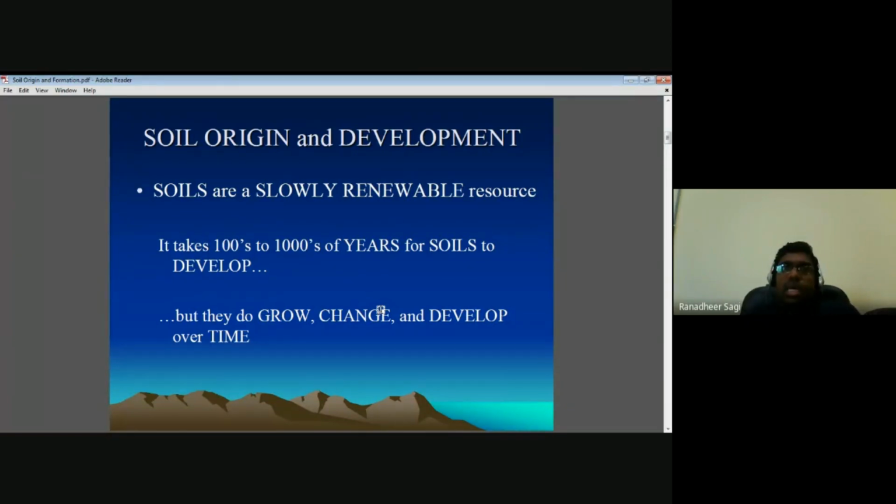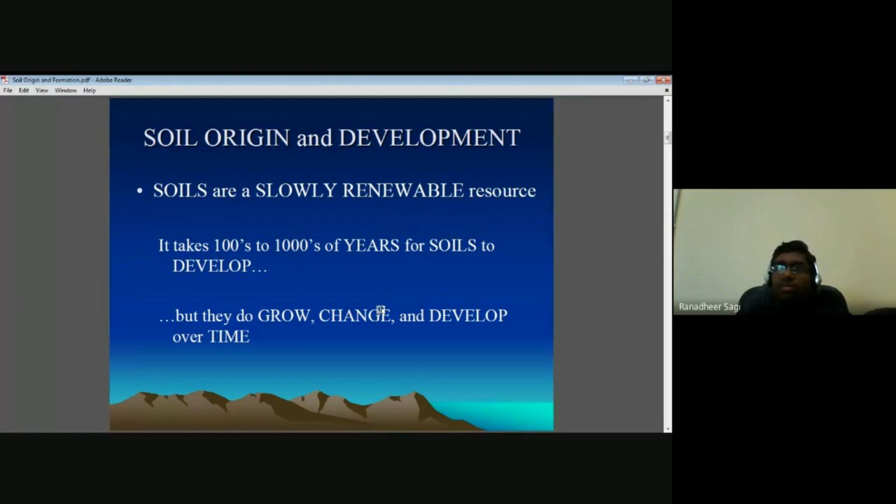So soils are a slowly renewable resource. We don't call them fast renewable resources, because in order to have a 1 centimeter layer of soil formed, it takes some hundreds to thousands of years to have 1 centimeter deposition of a soil layer on the existing ground. That's the reason why we say it's a very slow process, but certainly it's a renewable resource. How can you say, sir, it is a renewable resource?